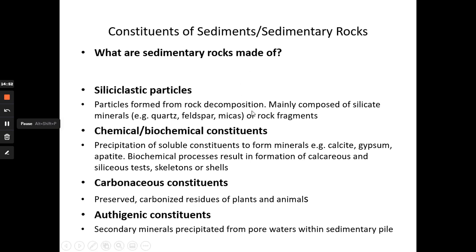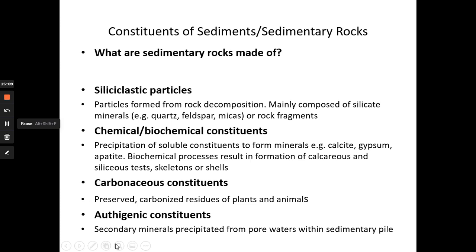Then you have carbonaceous material, preserved carbonized residues of plants and animals, which we will learn about later on, in the form of coal, and also in the form of petroleum and so on.